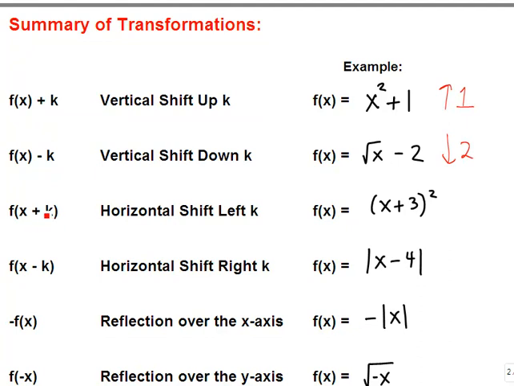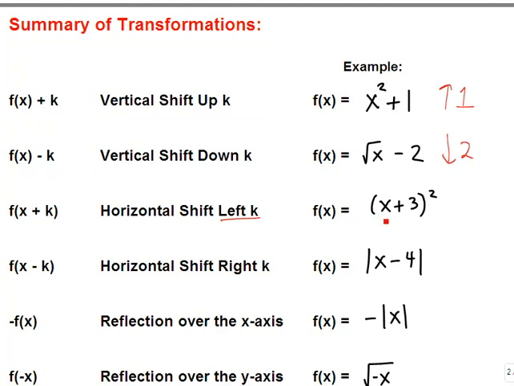If I see a plus k inside parentheses next to that x, then this is going to be a horizontal shift. So instead of going up or down, we're going to go left or right. And the directions for horizontal shifts are kind of backwards from what you would expect. Normally when we see a plus k, we would maybe think go to the right because plus means positive, but actually it's backwards. So when you see x plus k, that's actually going to be a shift left k.